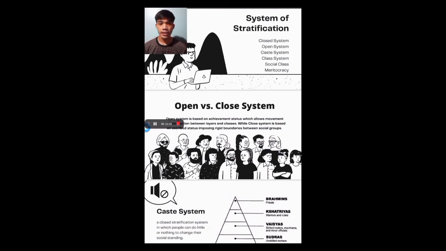Hello everyone, I'm here in front of you to tackle the system of stratification. The main objective of this lesson is to identify what are the systems of stratification and what are their functions and definition. But first we need to know what exactly stratification is. According to the study, stratification is an act of arranging or grouping of people into strata or social classes.